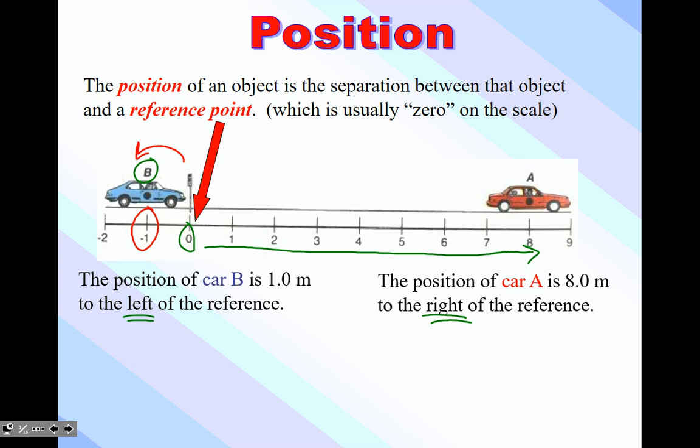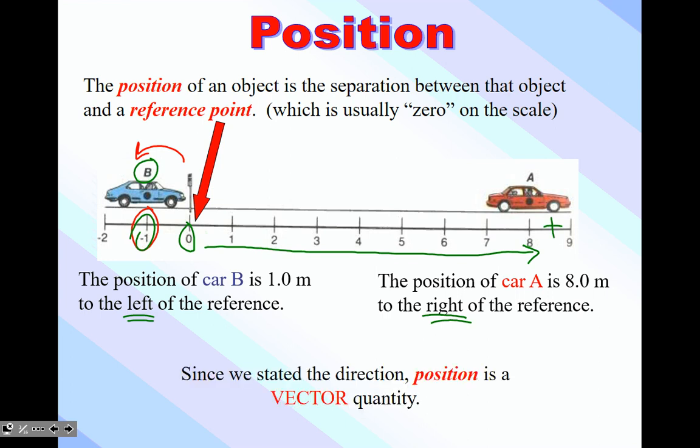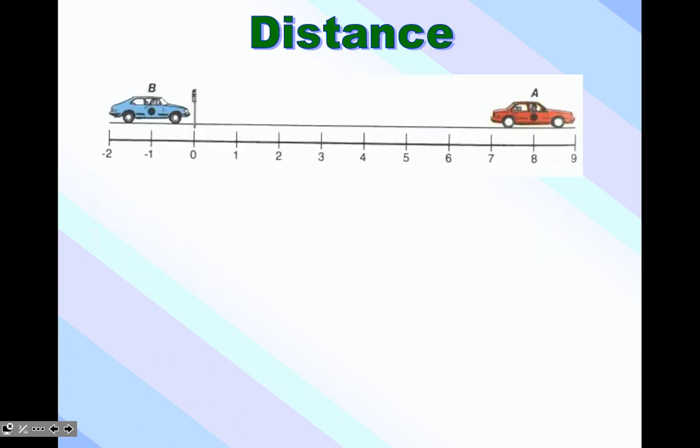Now, on a number line, when you're moving left, it's negative, right? And when you're moving right, it's positive. So it's a positive value and a negative value. Think about that for a minute. Since we stated the direction, position is a vector quantity. So we use the word position to kind of give you the idea that direction is a thing. So let's talk about distance.